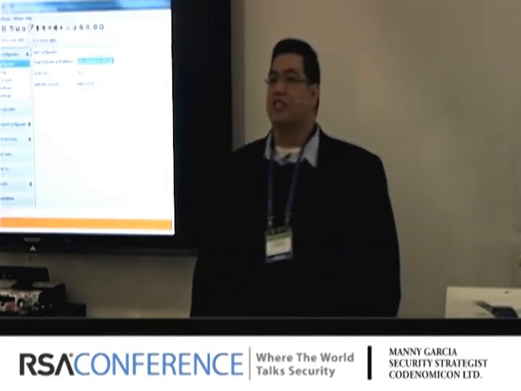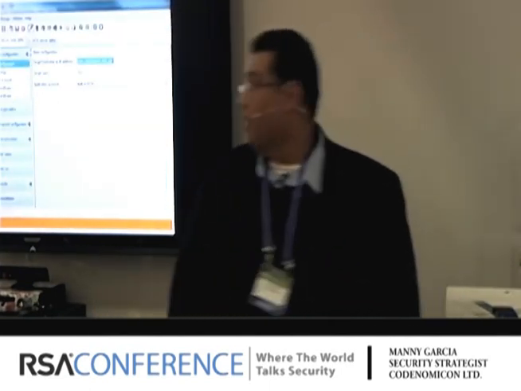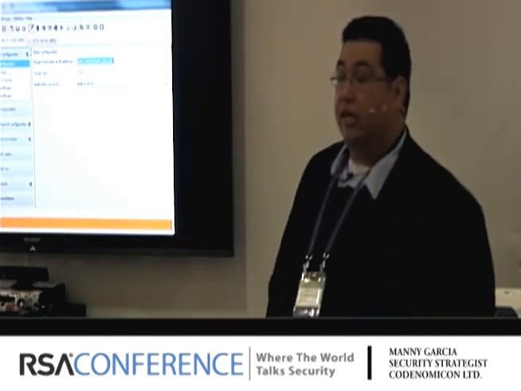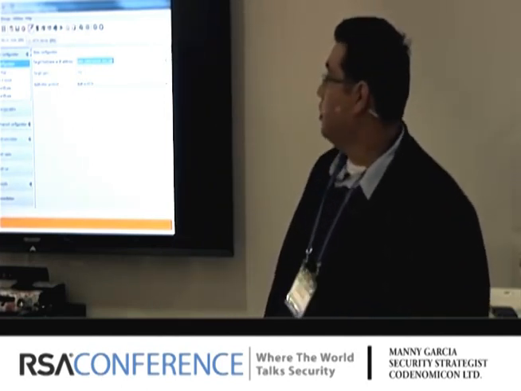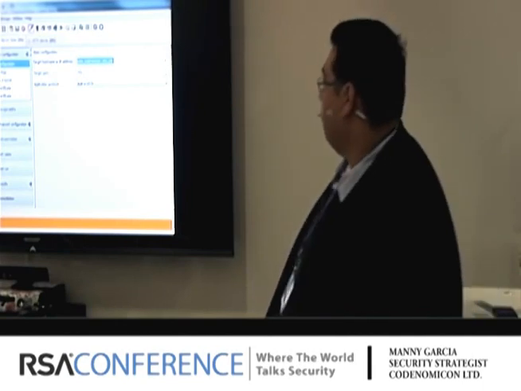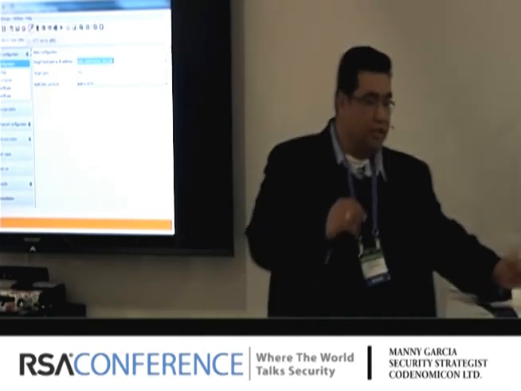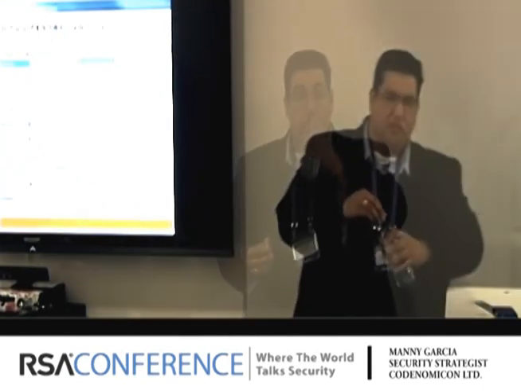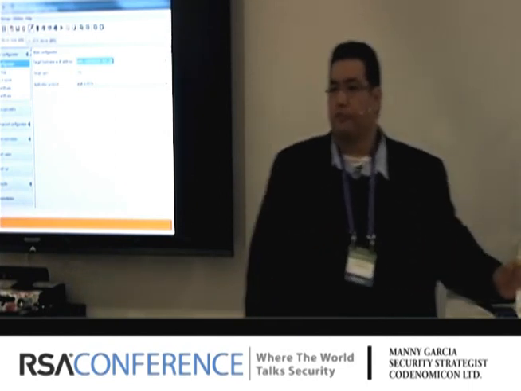So Codenomicon Defensics is actually a software. It's Java-based software. It runs on Windows and Linux. We have over 220 model-based protocols that we support. We also have what's called a traffic capture fuzzer. So what is a traffic capture fuzzer?